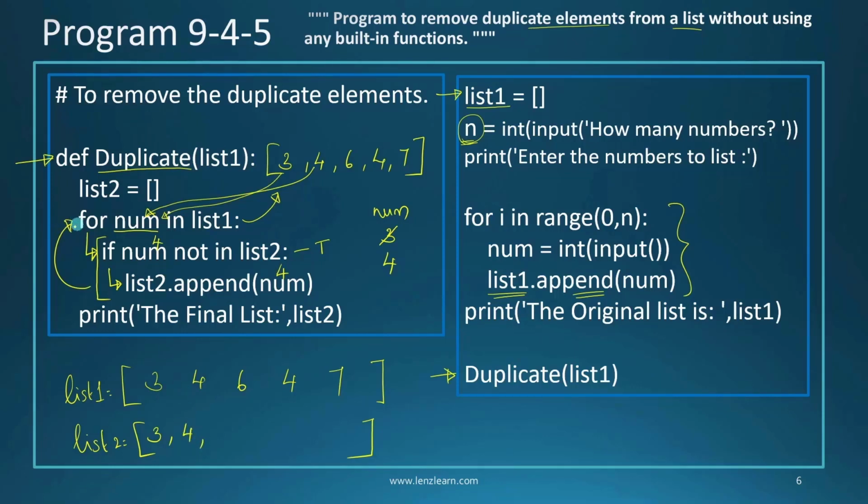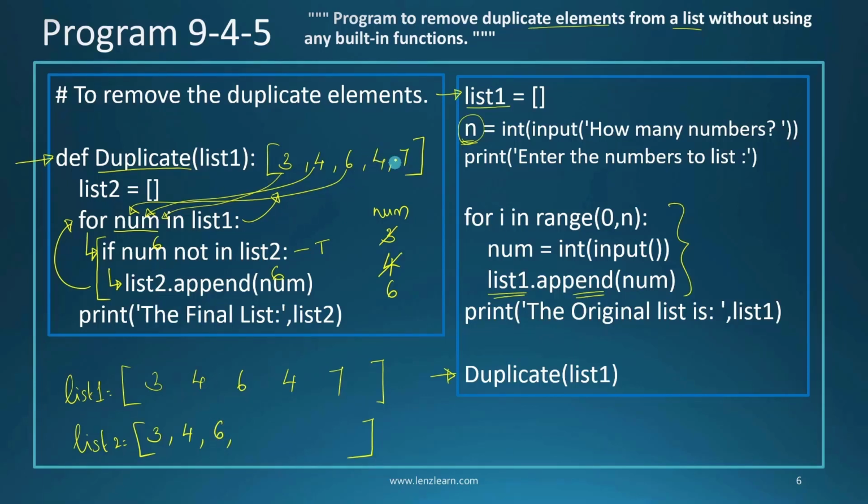Now the control will come back to the loop again. Now 6 will be loaded into num. So num has value 6 now. Now it will check whether 6 is not available in list 2. That is true, 6 is not there in list 2. So again this condition is true. Now value 6 will be appended into list 2. So 6 will be added.